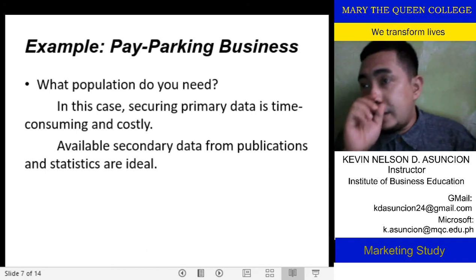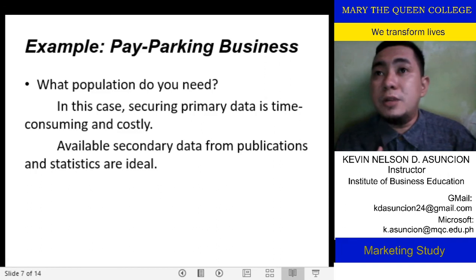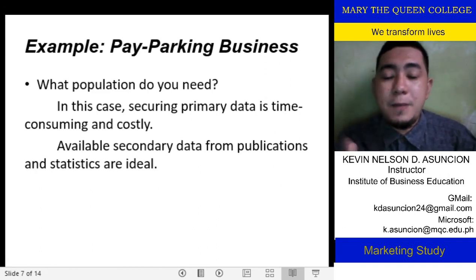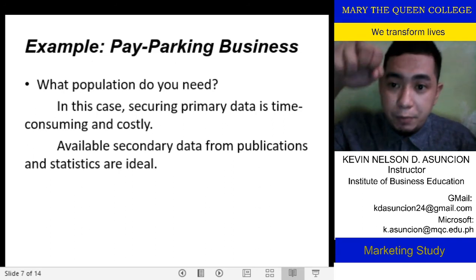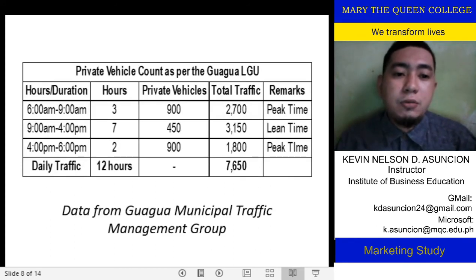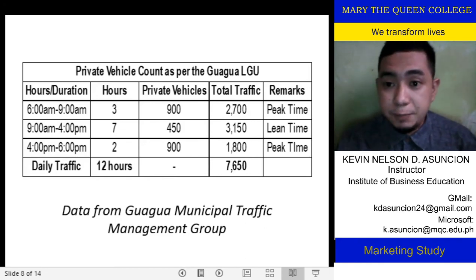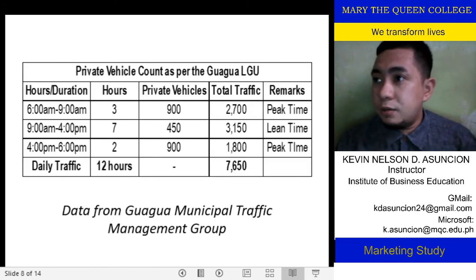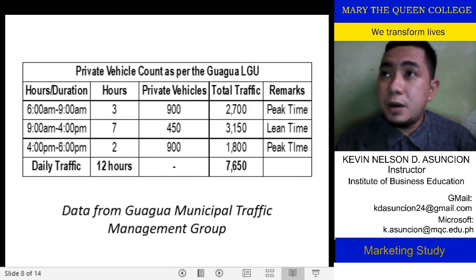So, kung product ang ino-offer mo, ilan ba yung nagte-take ng ganyan? Depende, laging it depends on the analogy of the business, kung sino yung target market nila. So that's the main population. Okay, so we need to understand this first. Saan ako kukuha, let's say this pay parking business, saan ako kukuha ng data?